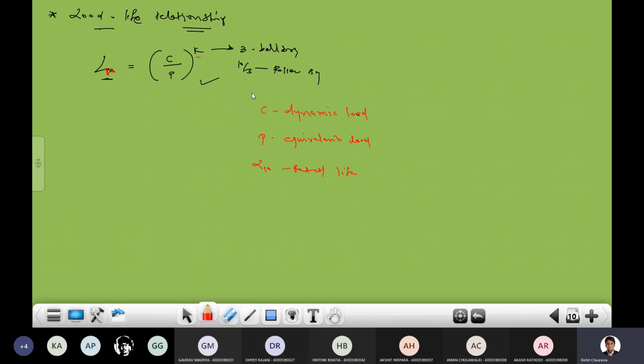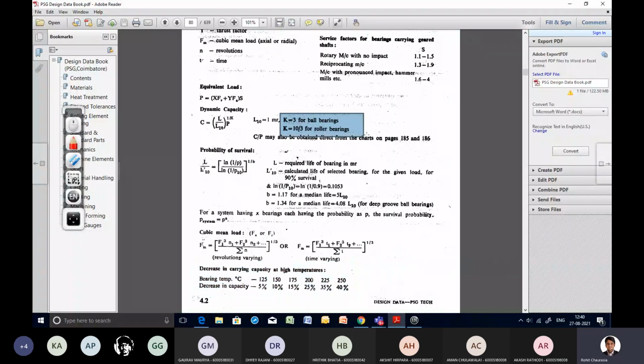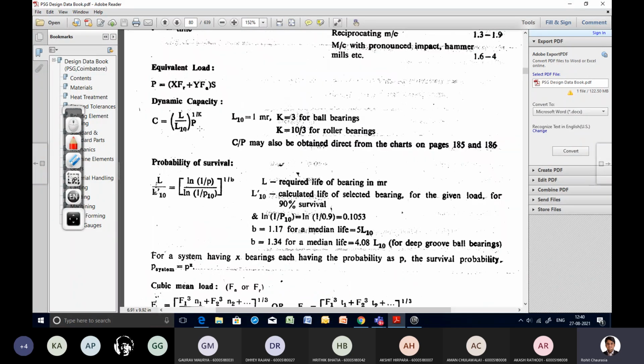If you are going to see, the value of K is nothing but the constant, 3 for the ball bearing. हमने ये कहाँ मिला हमको, from the PSG page number 2 only, and 10/3 for the roller contact bearing. So from PSG you can see here the value of K. That value of K is nothing but 3 and 10/3 equivalent. तो यहाँ से हम लोग क्या करेंगे, we can find out the life and load relationship.